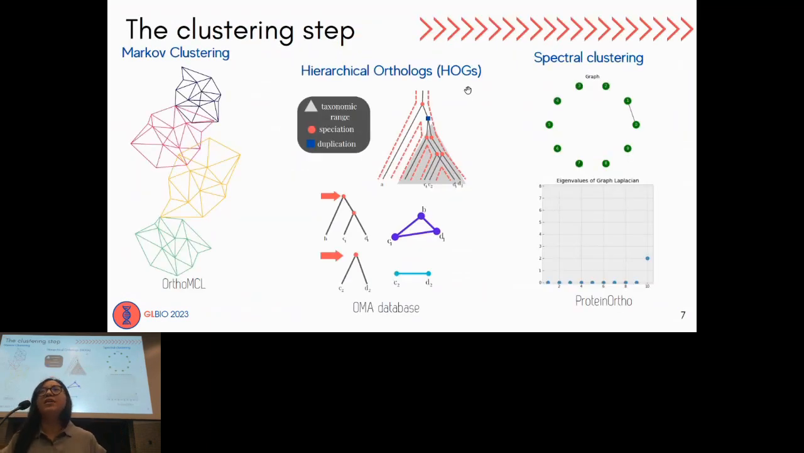Most orthology inference tools actually differ in this clustering step. For example, OrthoMCL uses Markov clustering, which simulates random walks through the graph, while the OMA database uses what is called hierarchical orthologs. They study clusters within a specific given taxonomic range. And ProteinOrtho, which is the fastest of these methods, uses something called spectral clustering, which focuses on the algebraic connectivity of the graph, and it uses the adjacency matrix of the given similarity graph.